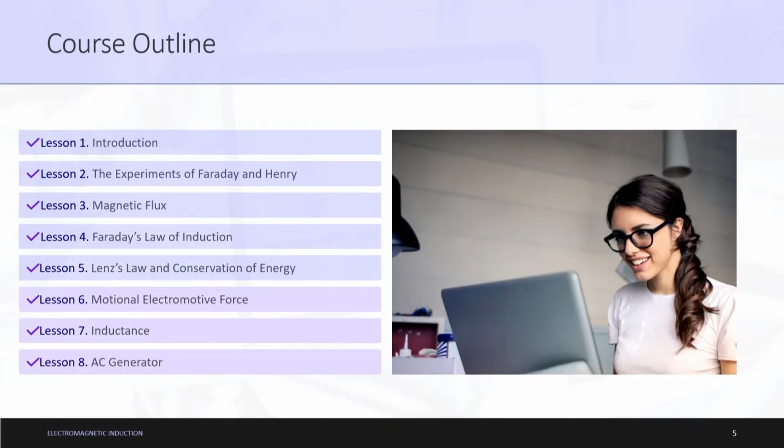So, let us go. Moving to the course outline again, we have already covered electromagnetic induction's introduction and definition, followed by the experiments of Faraday and Henry. There were 3 experiments, followed by magnetic flux denoted by phi B. Moving on to Faraday's law of induction, the voltage value epsilon which we calculated. Then Lenz's law and conservation of energy, that is how the negative sign comes into the mathematical expression of Faraday's law of induction.